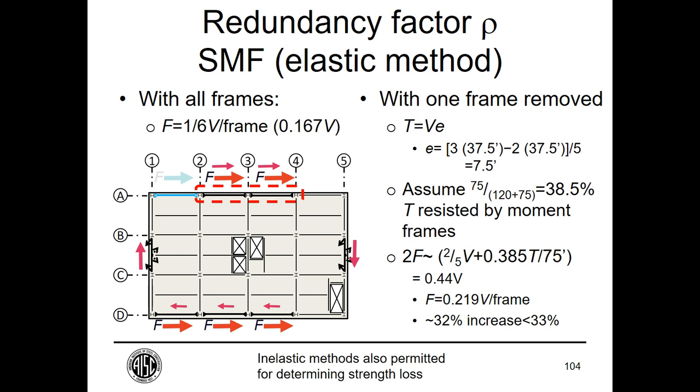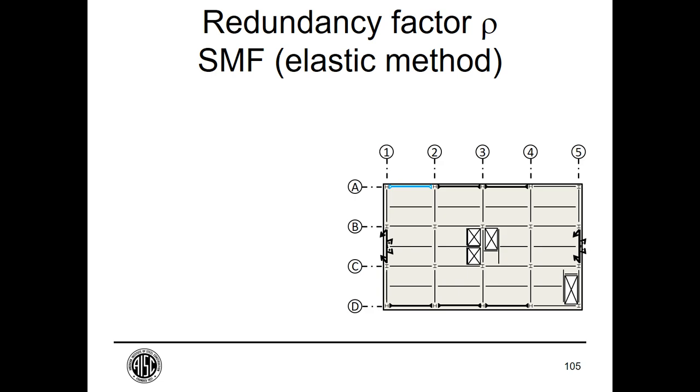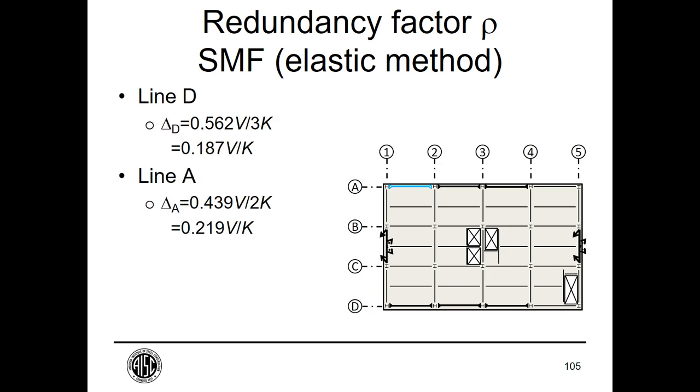So if we put together the direct shear plus a portion of that torsional shear, we get a 32% increase in force in the frames at line A, which is less than the 33%. So the elastic method works, but just barely. So here's the elastic method, running out all those numbers.